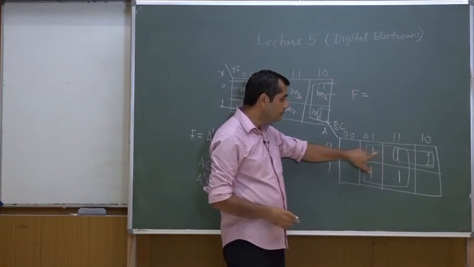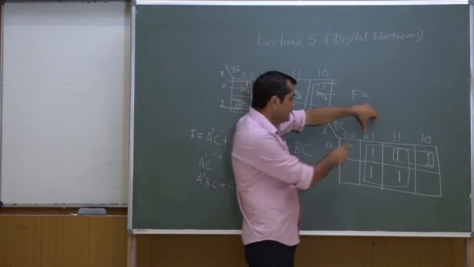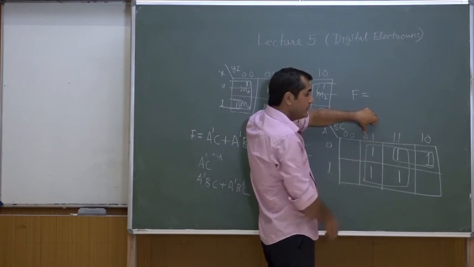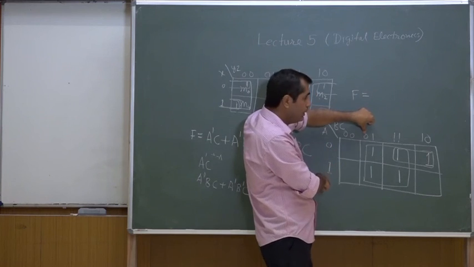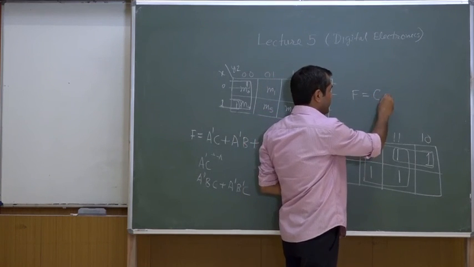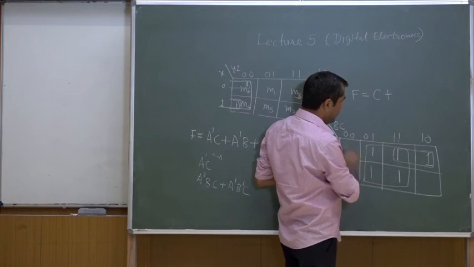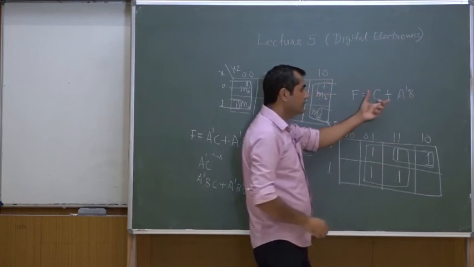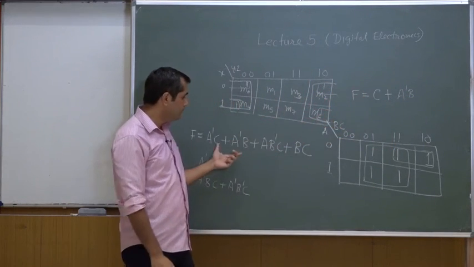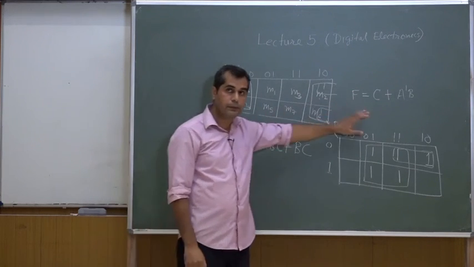For these 4 ones, it is C. Because B is changing from 0 to 1, so that will disappear, and A is also changing from 0 to 1, so this will disappear. So, I will write only C, and plus for these two, it is A dash B or A complement B. So, this is the simplified version of this given equation, okay. With the help of this K map, you can very easily do this simplification, okay.